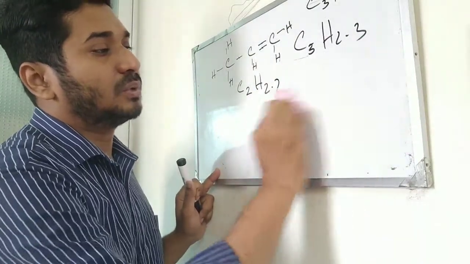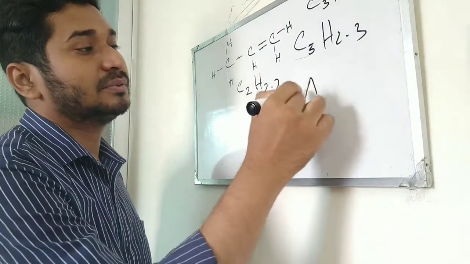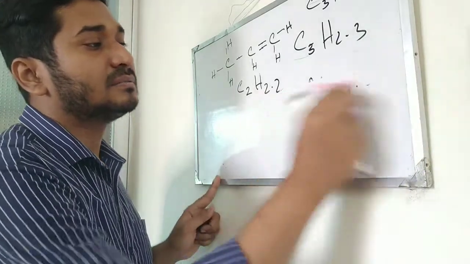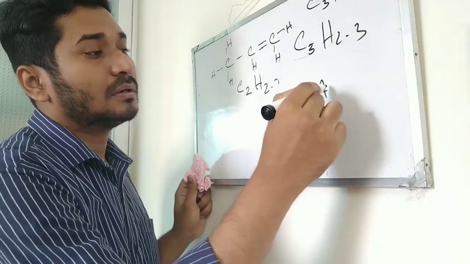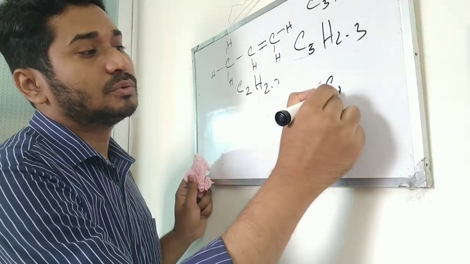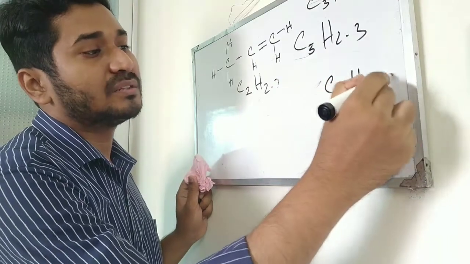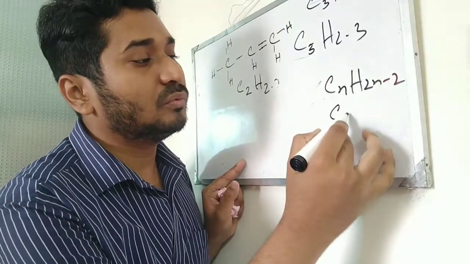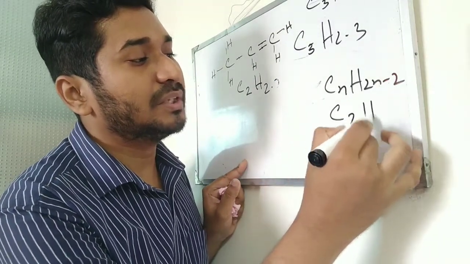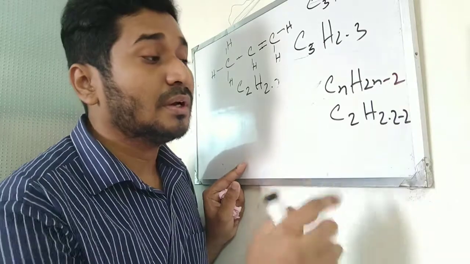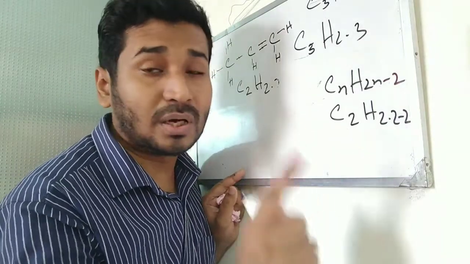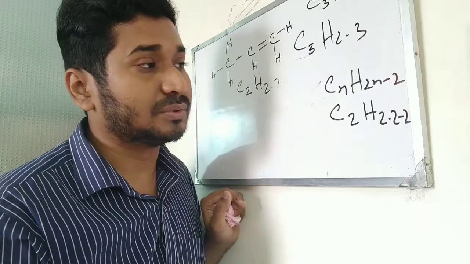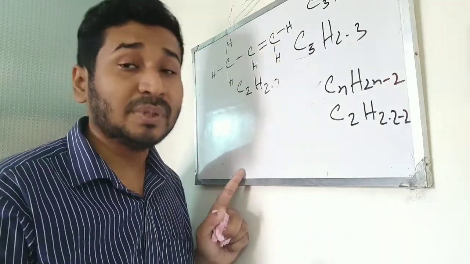If I take the third one, which is alkyne, the formula of alkyne is CnH2n minus 2. Here also the value of n is at least 2, because in alkyne there is a triple bond between carbons.